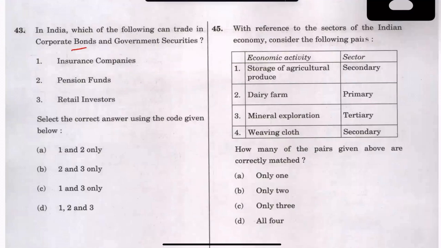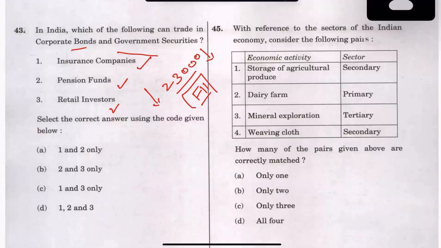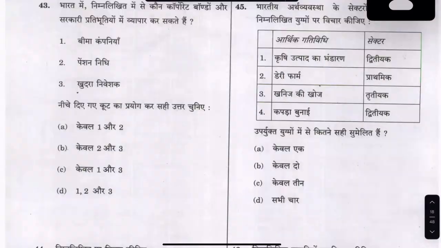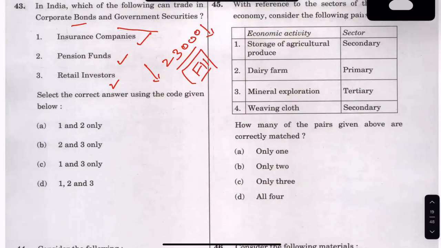Next, corporate bonds and government securities. Which of the following can trade? This can trade, this can trade, this can trade. I hope you have seen the news. Stock market is down. So stock market indices like Nifty and all, they will say it is very, very low. It is because FIIs, foreign institutional investors that we saw here, are now selling. They are going out of India because of this trade war.